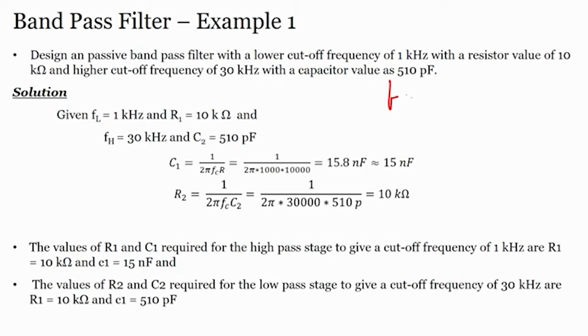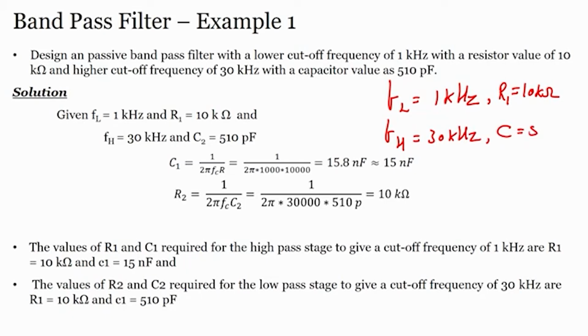So, low cutoff frequency FL 1 kilohertz, with a resistor value of 10 kilo ohm. So, let us say R1 10 kilo ohm. Higher cutoff frequency FH 30 kilohertz, capacitor C 510 picofarad, right. Now, what is the formula? F equals 1 by 2 pi RC.